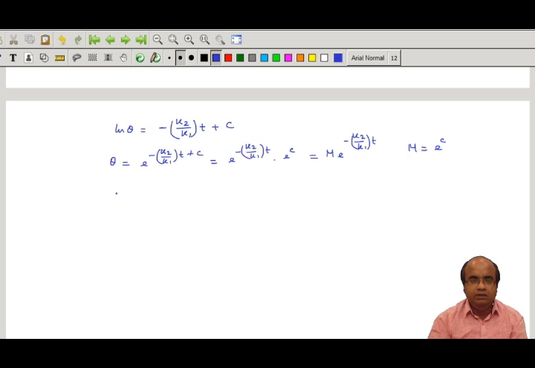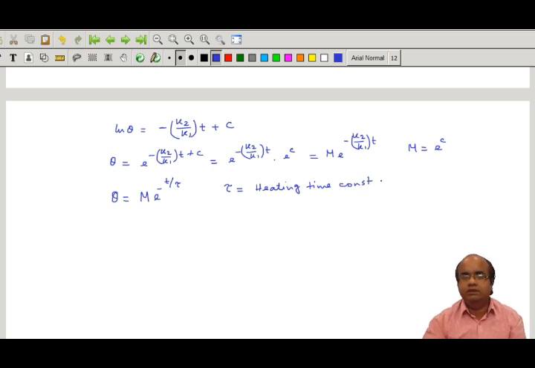Now in general, theta can be written as m e to the power minus t by tau. That tau is the heating time constant. That is K1 by K2.